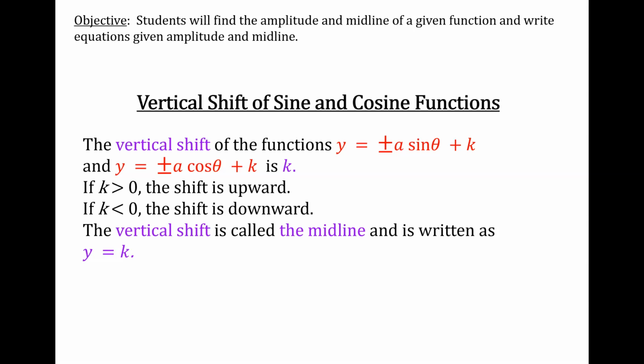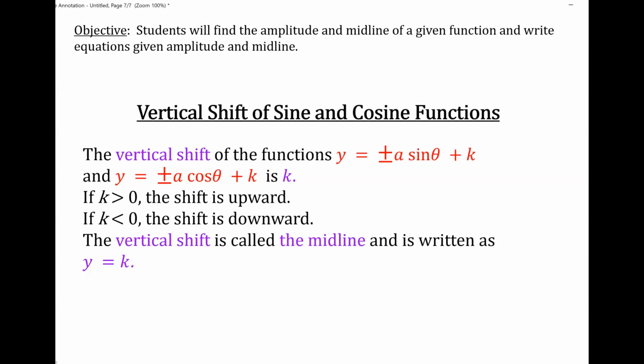All right, so now let's talk about vertical shift in sine and cosine functions. The vertical shift of the function is kind of like when we did the transformations; the vertical shift was our k. So for the functions y equals plus or minus a sine theta plus k, and y equals plus or minus a cosine theta plus k, the vertical shift is your k value.